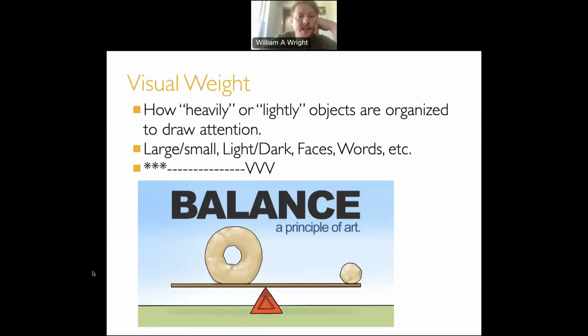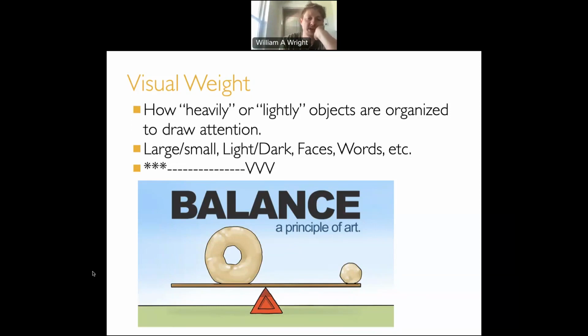But yeah, visual weight is how heavily or lightly something is organized to draw our attention. Right. So the quicker you look at it, I guess, the heavier it is. The longer you look at it, the heavier it is. That's the idea. It's visual weight. It's not physical. So it's pretty weird because it's a little bit up to interpretation, but not really. There are rules we can follow. And there are rules that just generally work out to create more weight.